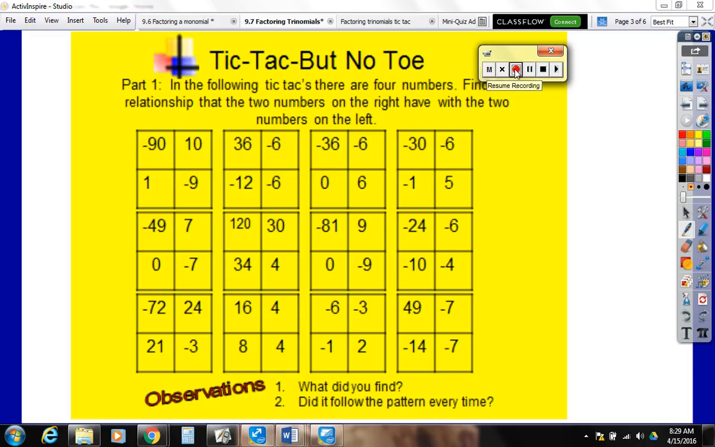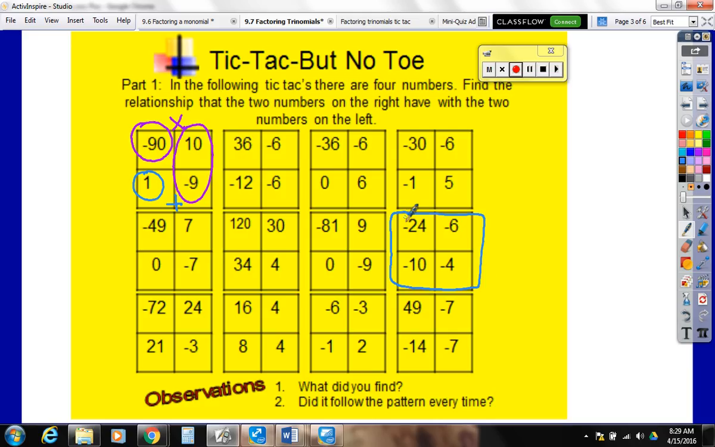Okay, so after a little discussion, we decided that you multiply the numbers on the right to get the number at the top left, and you add the numbers on the right to get the number on the bottom left. And does that work for every instance? Let's take a look at maybe this set right here. Let's see if that works.